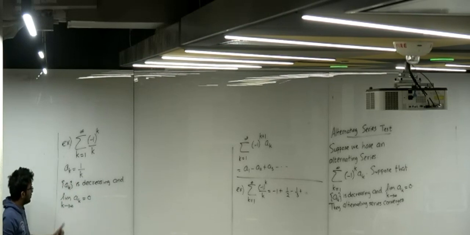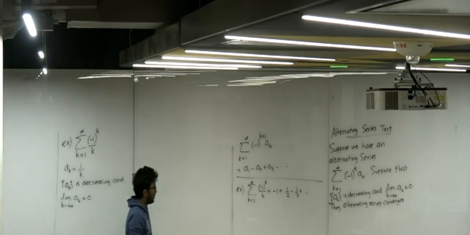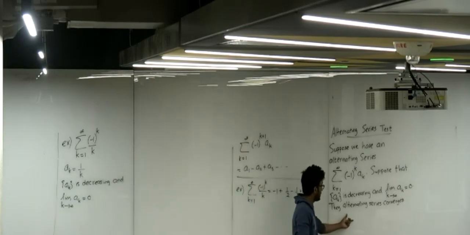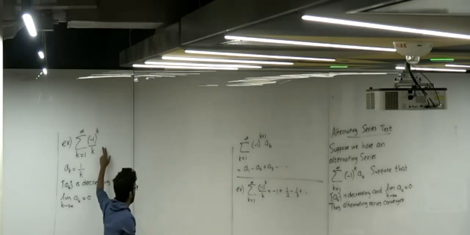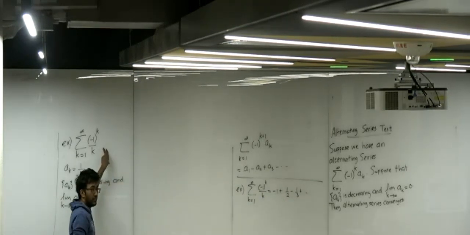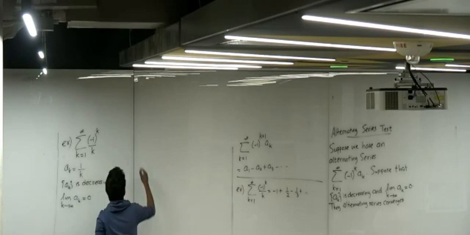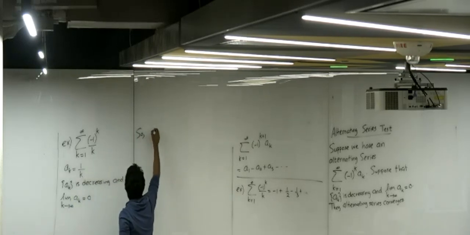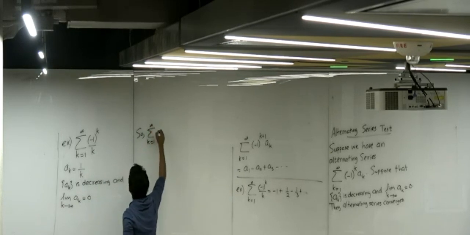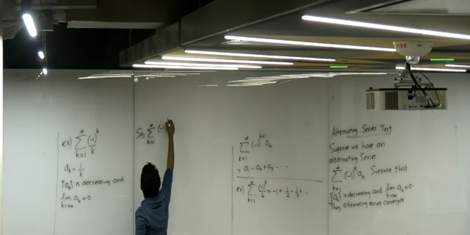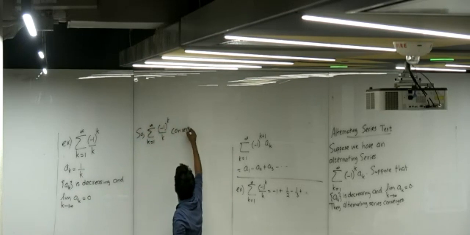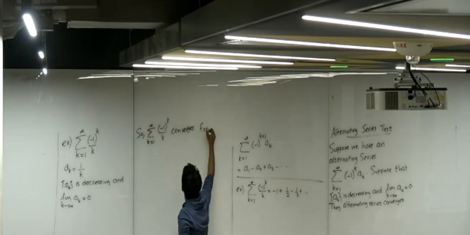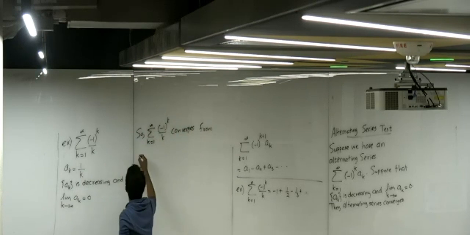Now, those two conditions are satisfied. It's a decreasing sequence and the limit is 0. So from the alternating series test, what can you say about this alternating series? It converges. The series summation k goes from 1 to infinity of negative 1 to the power k over k converges from the alternating series test.